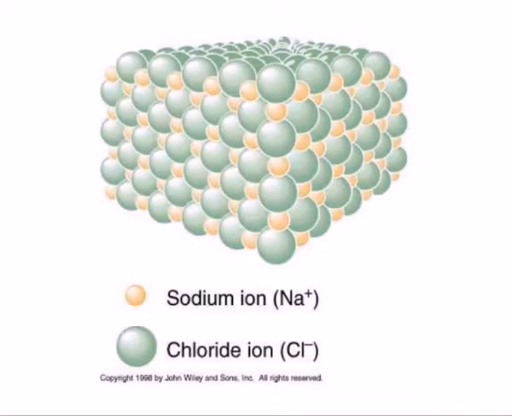This is what an ionic bond might look like. It's got a very, very neat and organized structure to it. You can see you're alternating between sodium ions, the yellow ones, and then chloride ions, which are the green ones. This is what we call a crystal lattice structure. Very neat and organized.